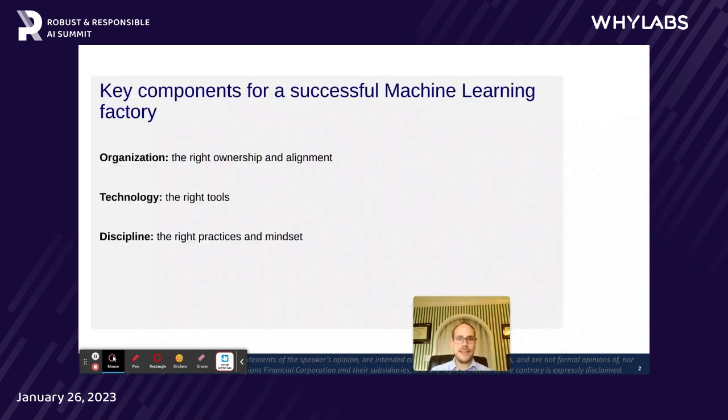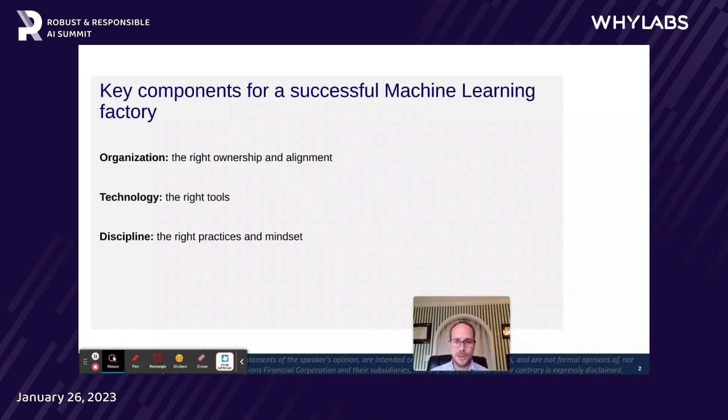So when I think about what it takes to make a successful machine learning pipeline or a machine learning operations environment, there's really three things that we try to keep in mind. The first is, do we get the organization right? Do we have the right organizational structure? Do we have the right alignment? Do we have the right ownership? And I'll dive a little bit into that in the next couple slides.